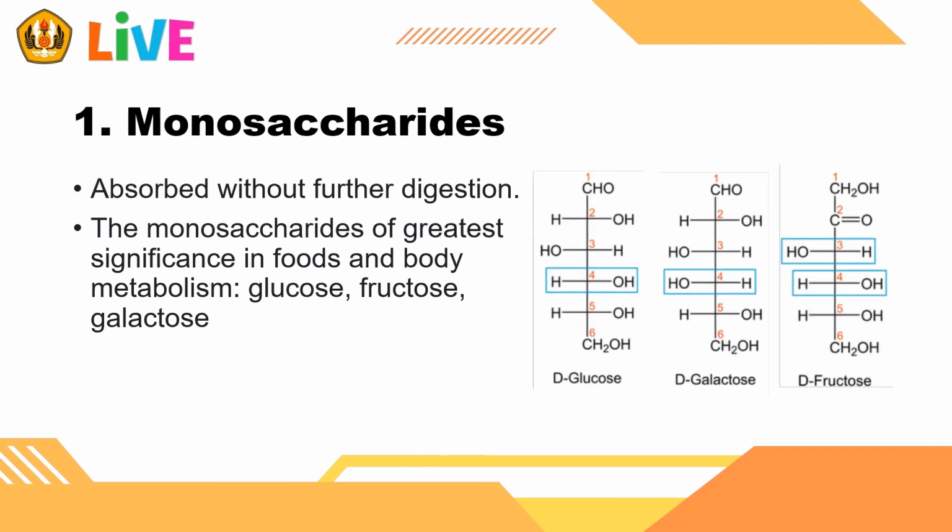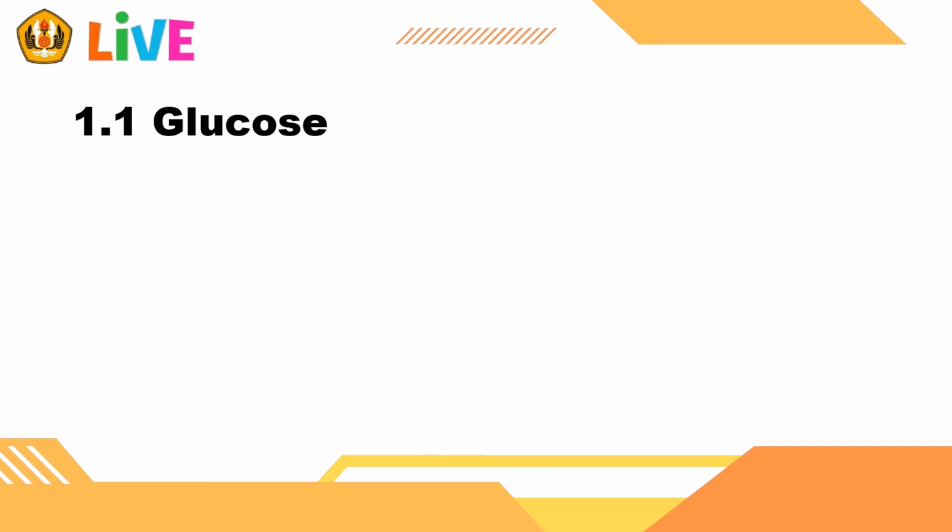As you can see here, these are the chemical structures of glucose, galactose, and fructose. All of them are 6 carbon sugars. Glucose and galactose are actually aldoses because they contain an aldehyde functional group. Aldehydes contain a carbonyl group bonded to at least one hydrogen atom at the end of a carbon chain. Fructose is a ketose because it contains a ketone functional group. A ketone is an organic compound in which the carbonyl group is attached to a carbon atom within the carbon chain. Let's talk about glucose.